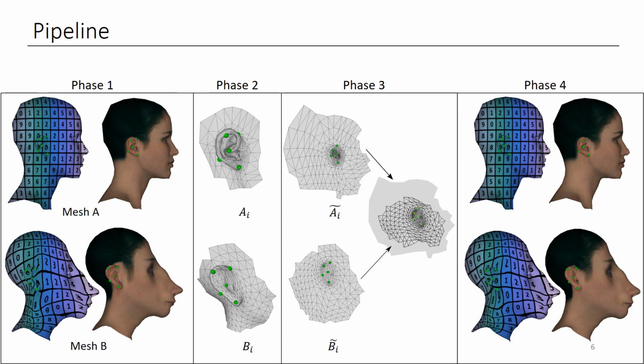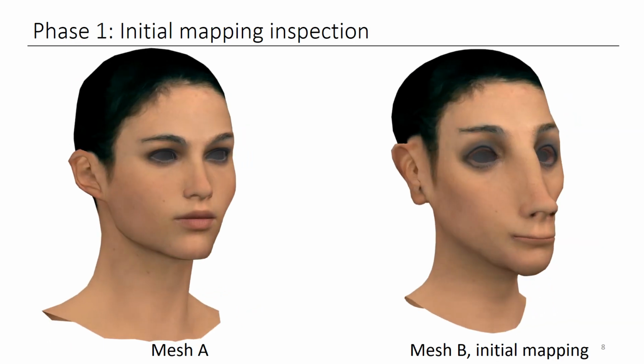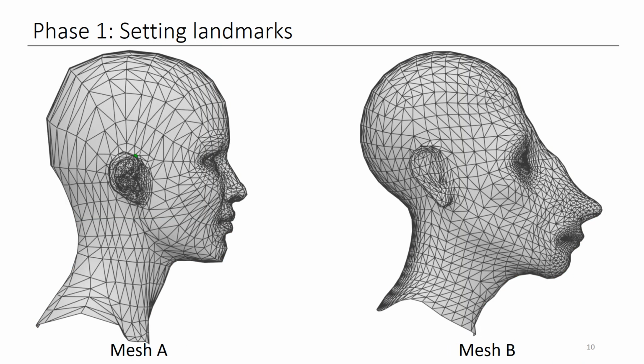Here is the overview of our approach. Our approach is made of 4 phases. The input data to phase 1 are mesh A and mesh B, as well as a mapping between the 2 meshes. In phase 1, we inspect the initial surface mapping between meshes A and B. The texture coordinate transfer is wrong because of the incorrect mapping in the ear region for this example. In mismatching regions, we select landmarks at locations that should correspond.